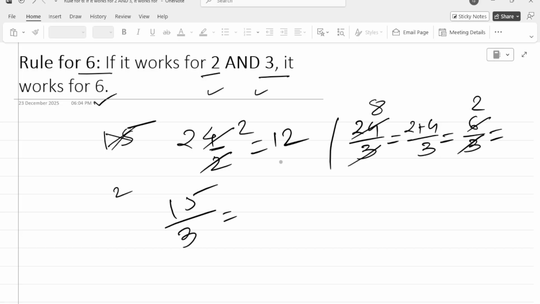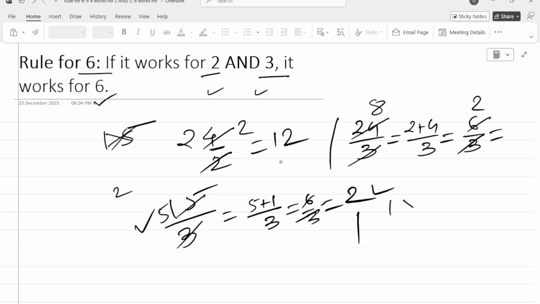We check 15 for divisibility by 3. 1 plus 5 is 6, and 6 divided by 3 is 2 times. So that is divisible by 3. 3 fives are 15. But now we check divisibility by 2, because to follow the divisibility rule for 6, the number must satisfy both divisibility by 2 and divisibility by 3.